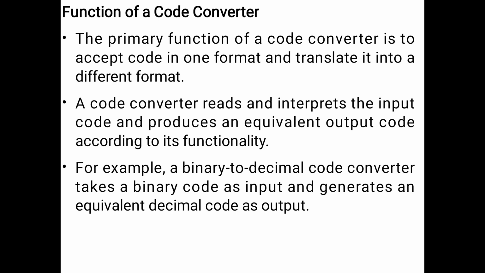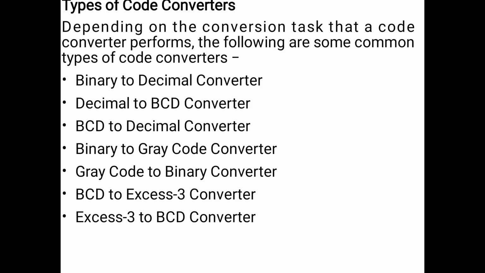Function of a code converter. The primary function of a code converter is to accept code in one format and translate it into a different one. A code converter reads and interprets the input code and produces an equivalent output code according to its functionality. For example, a binary to decimal code converter takes a binary code as input and it is generating an equivalent decimal code at its output.